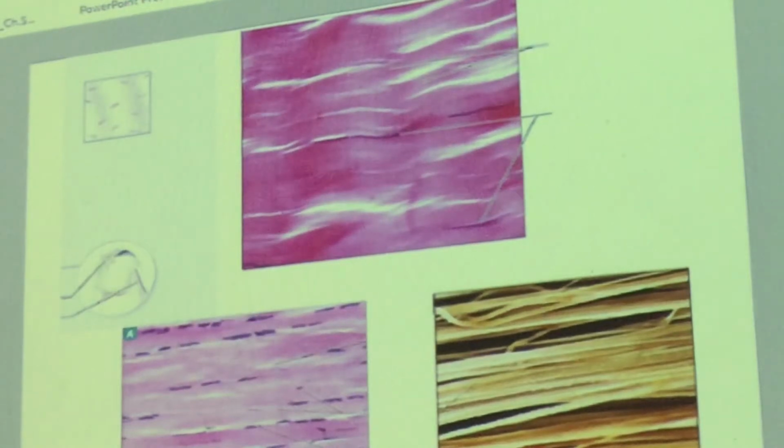What's this thing right here? That white sheet surrounding the joint. It's a joint capsule. What's it made out of? Dense irregular. Dense irregular.